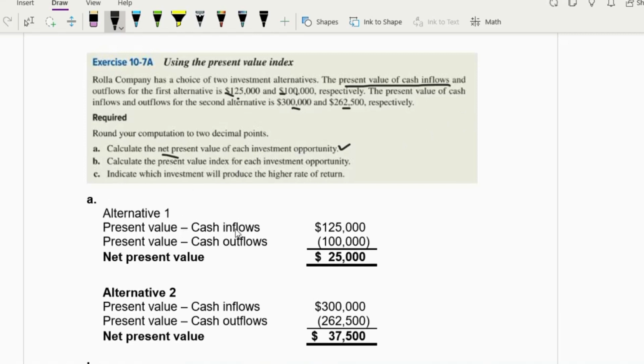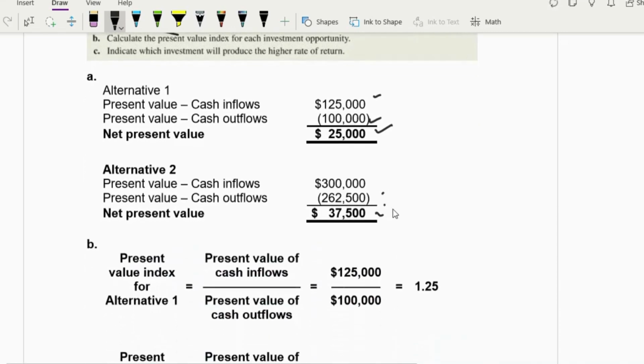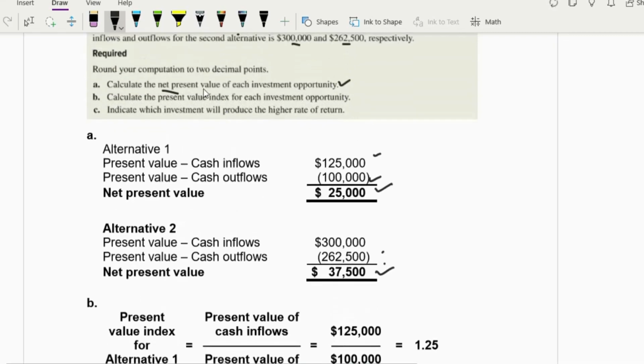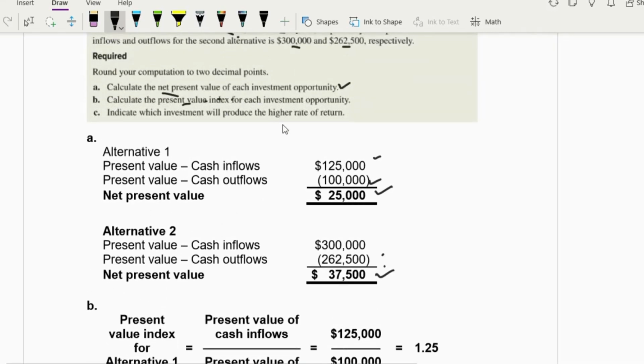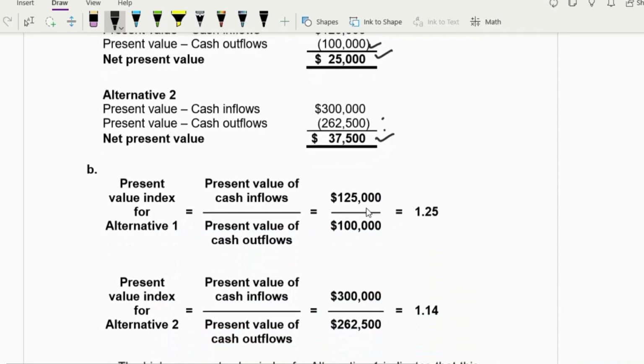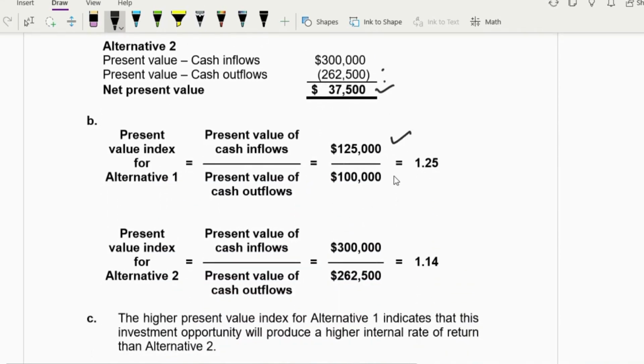So alternative 1 is cash inflows minus outflows, net present value is 25,000. Alternative B is 300,000 minus 262,500. Net present value is 37,500. Option B says calculate the present value index. So the present value index formula is present value of cash inflows divided by present value of cash outflows. So inflows present value divided by outflows present value, and we get the index as well.